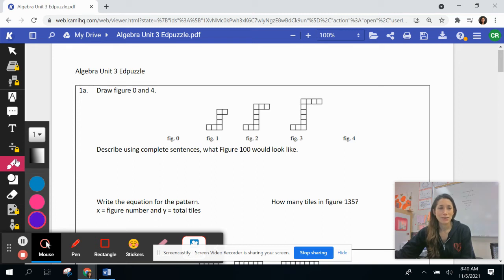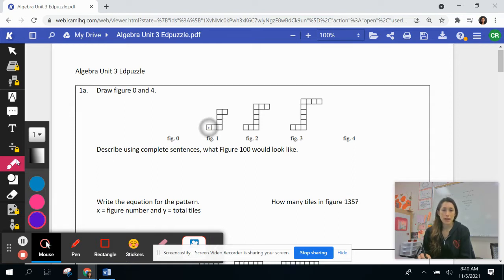All right, we're doing the Algebra Unit 3 Edpuzzle. This is Miss Reese. So in the first question, we are looking at a tile pattern, and we want to first start by drawing figure 0 and figure 4. So we first need to really know, well, how are the figures changing?